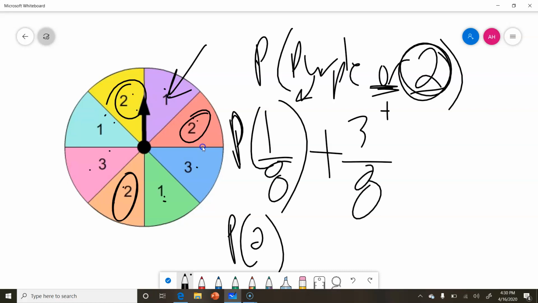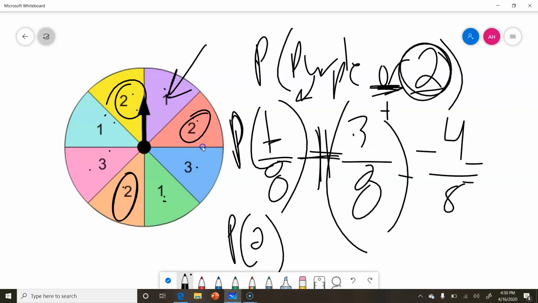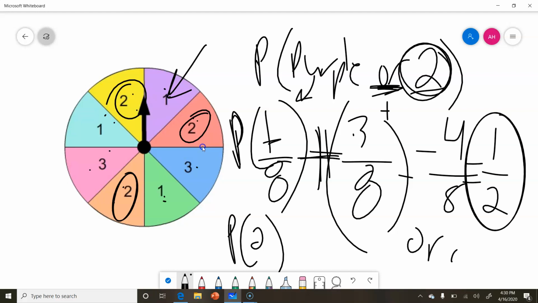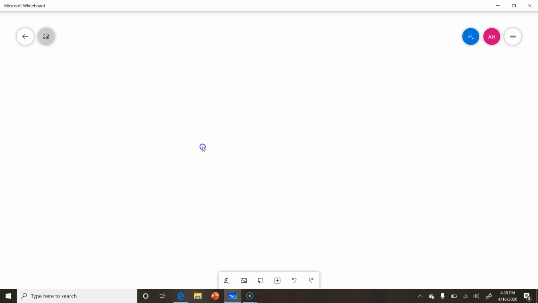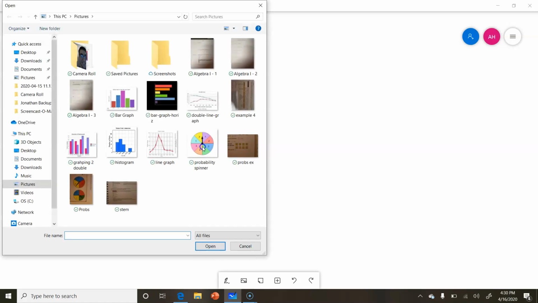Now this time, I am going to add them because the word was or. And 1 plus 3 is 4 over 8, which is 1/2. Okay, or if you do it in decimal form, 0.5. It's both of those, 0.5 or 1/2. That's for the word or. Now I'm going to do the exact same problem and show you why we have to be careful of or and and. Okay, so then if we insert here, I'm going to insert my picture again.